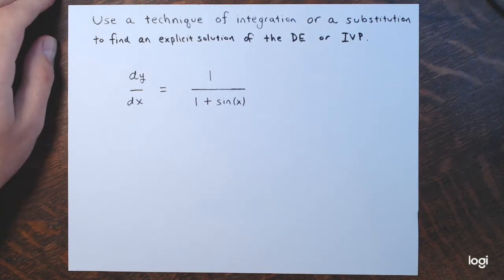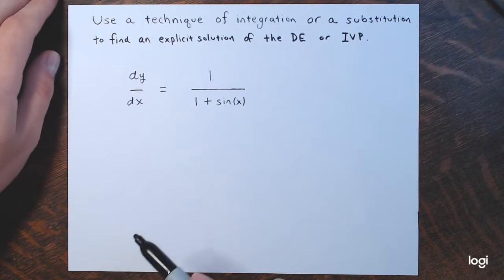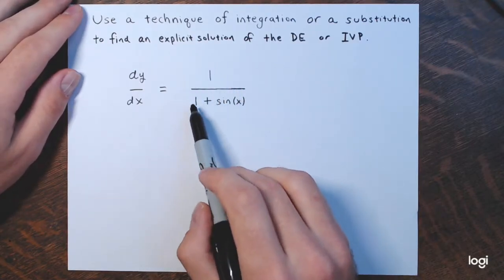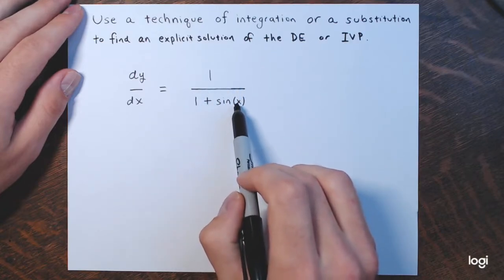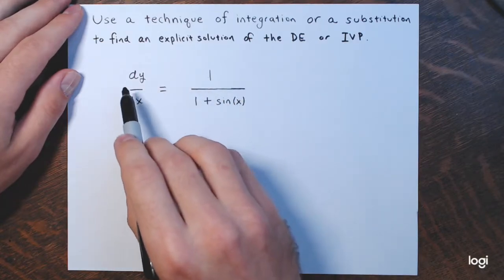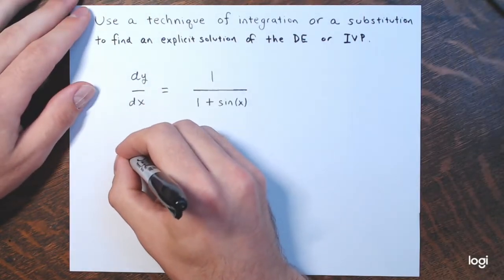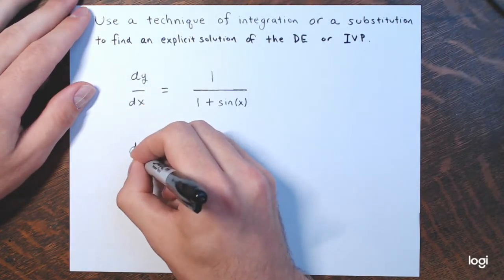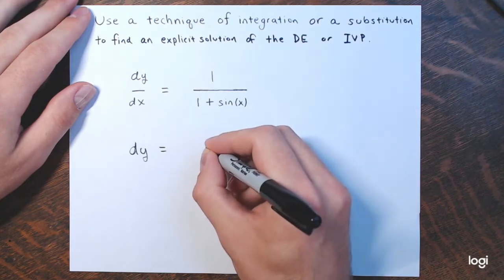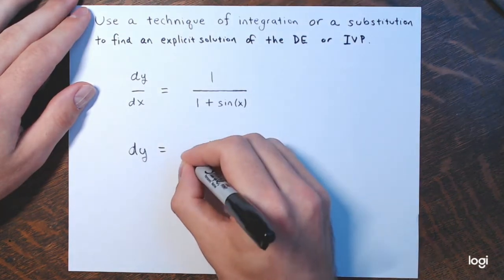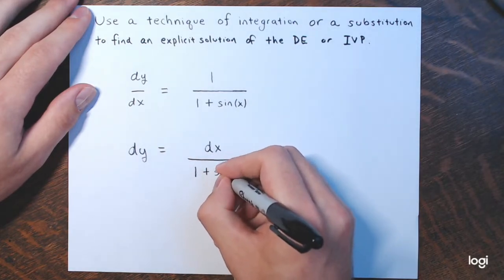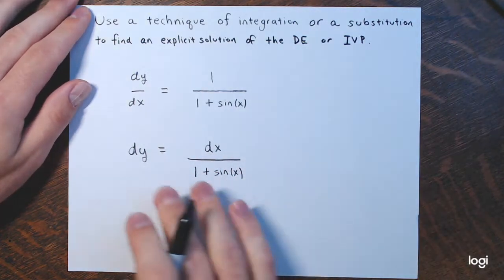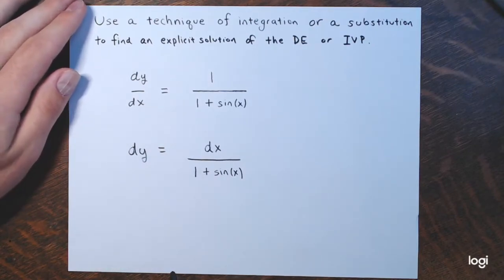Hopefully you can tell that this is separable. I can separate the variables. Now this function over here, 1 over 1 plus the sine of x, only depends on x. There are no other y's, so I can easily separate. So we have dy on the left equals dx over 1 plus the sine of x.